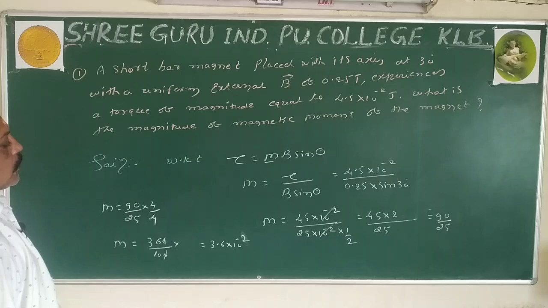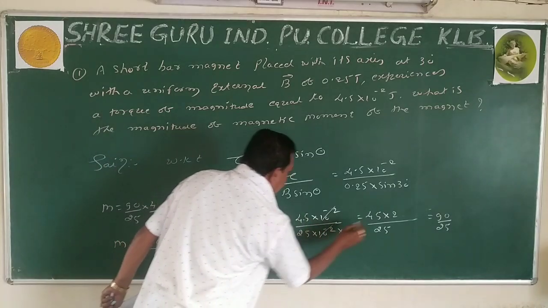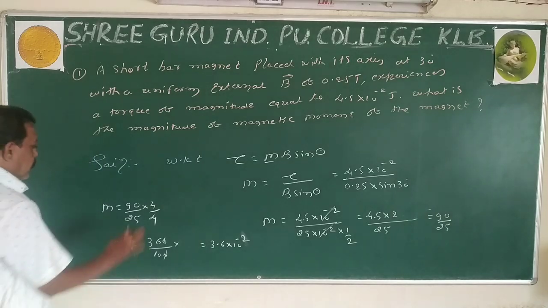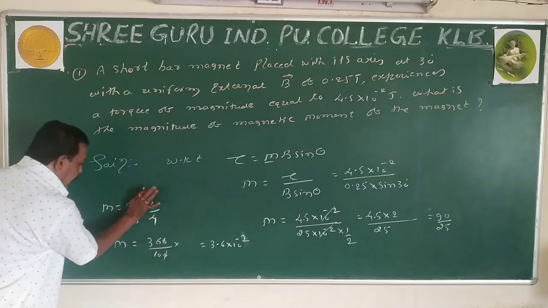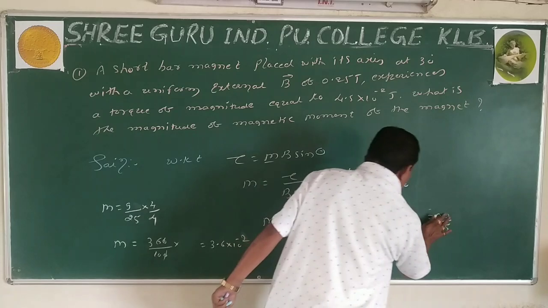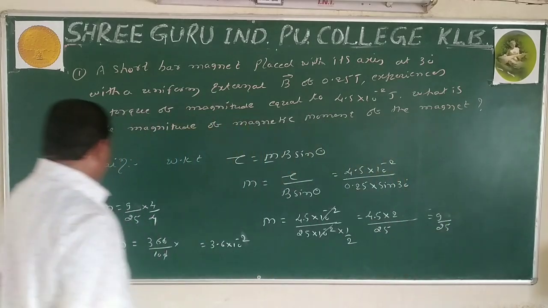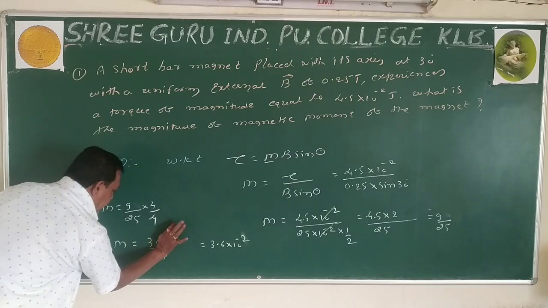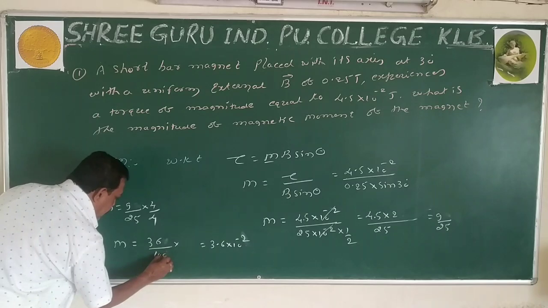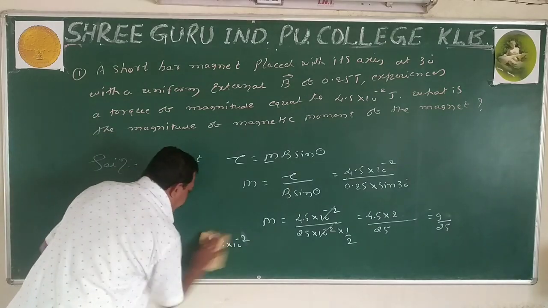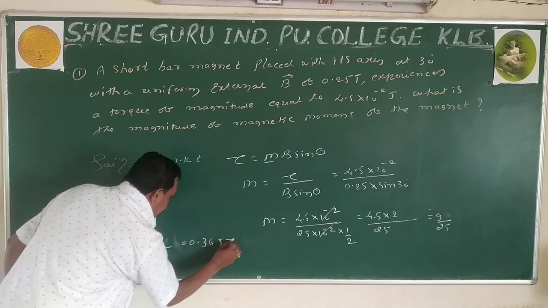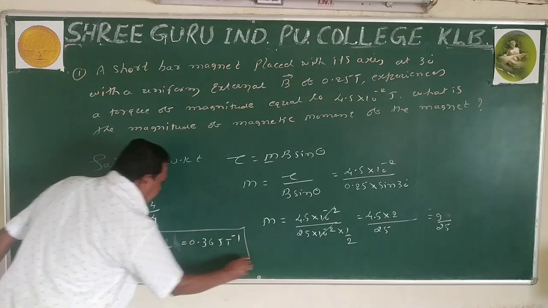4.5 into 10 to the power of, 4.5 कर लो इसे. 4.5 into 2, इसको 9 कर लो, राइट? 4.5 into 2, 9. Is it clear? कोई ज़रूरत नहीं. कैलकुलेटर को अवॉइड करें. 36 by 100. सही है. 0.36 जूल पर टेस्ला. This is our answer.